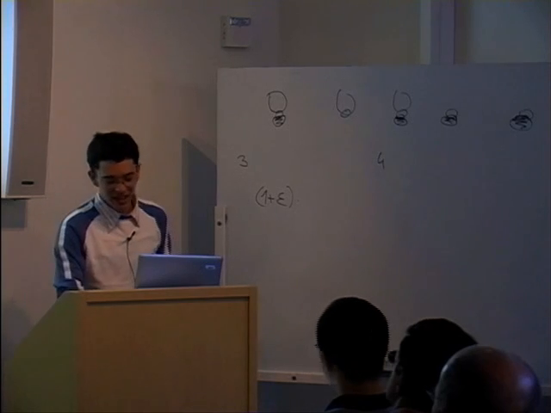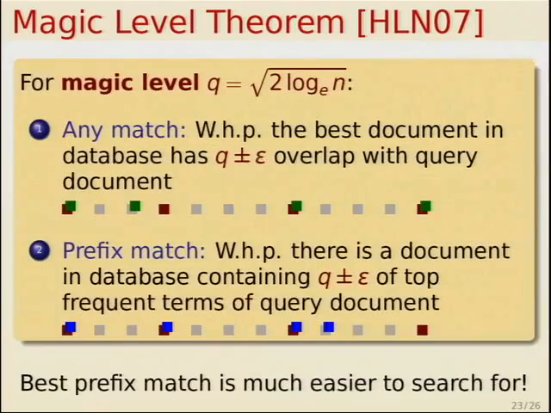But then the last observation is that the prefix match is much easier to search. So if you sort all the documents in your data set by the frequency of their terms, you just look for all this. And another thing is that the size of the overlap is very stable. So it's always within some very small additive factor from this magic level. So we probably still need to understand why it happens, what significant features of our model produce that. But I think it's interesting.